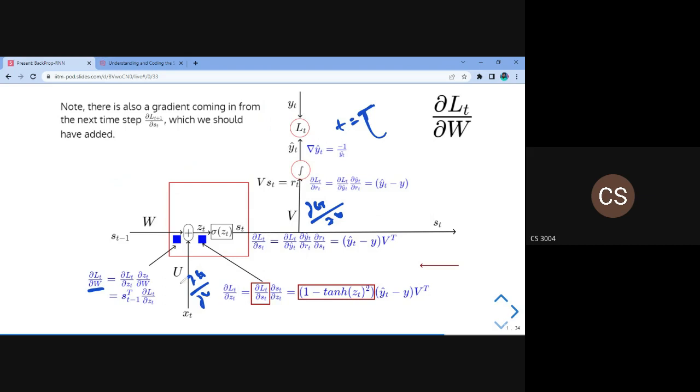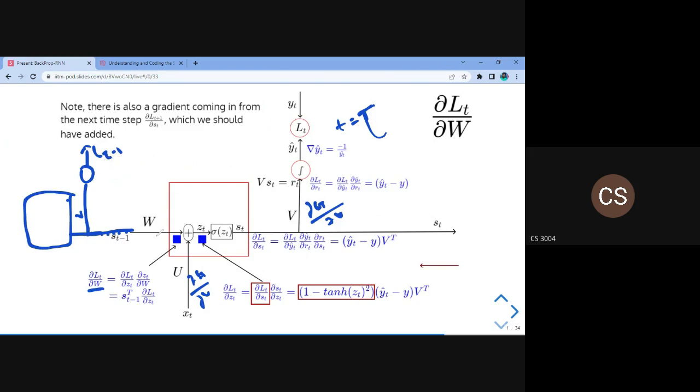If this is my final time step, I could compute all these things, and now I have dou L_t by dou W. Now you just see how I got this s_{t-1}. I got this s_{t-1} from the previous time step, right? Then there will be the same V, and then I would have softmax here. I compute L_{tau-1}, where tau is the final time step and this is just the previous time step.